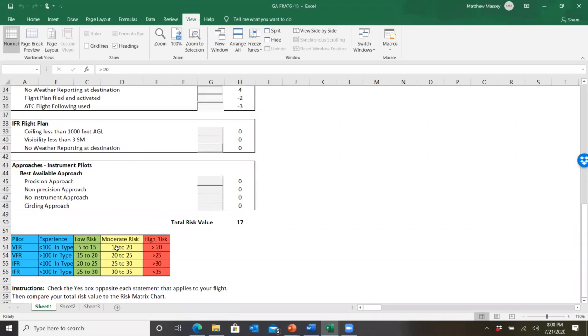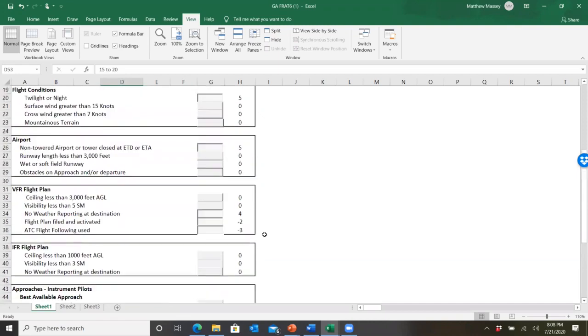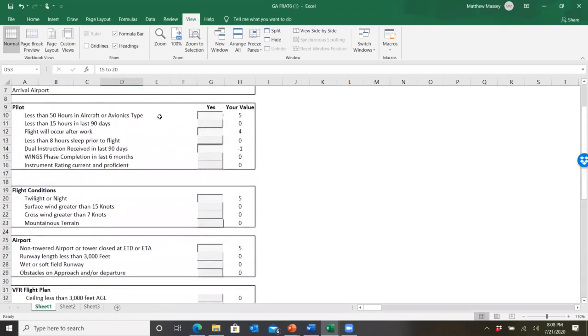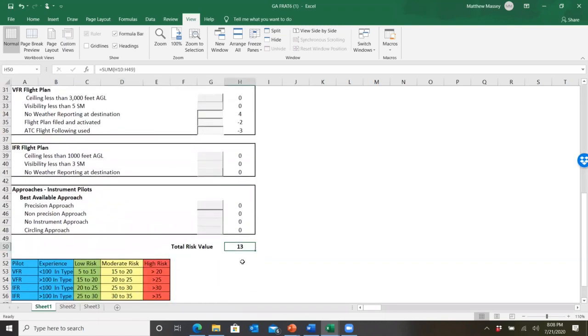So 17, still moderate. Maybe if I do something in addition, maybe I fly on a Saturday morning and not after work. Now all of a sudden I have a 13. And so that puts me in a low risk situation. So that's a really good thing, right? We want to be in the low risk. And if we're in moderate risk, are we comfortable with that? Maybe you are, maybe you're not, right?